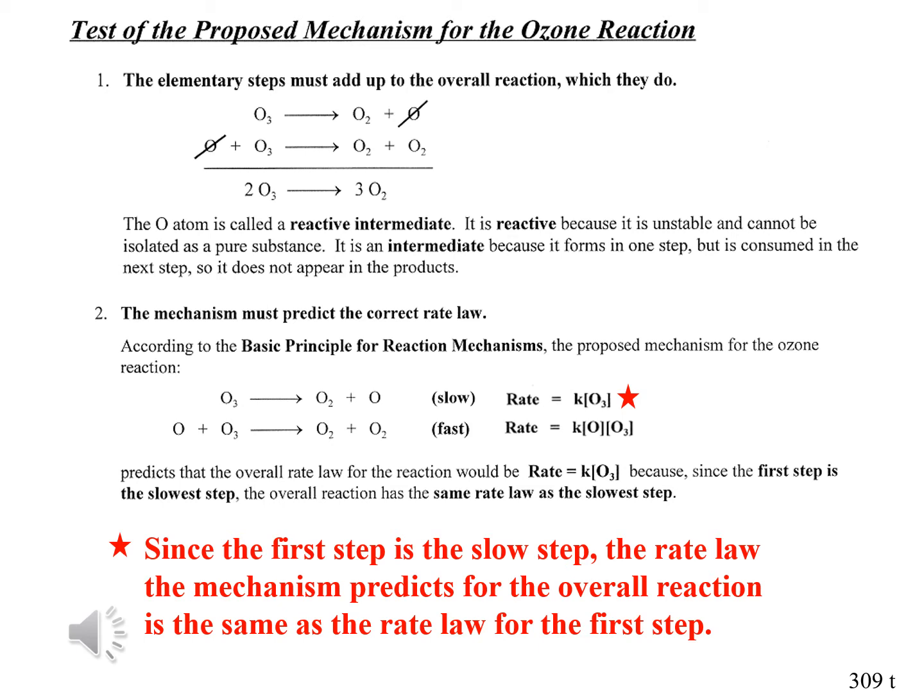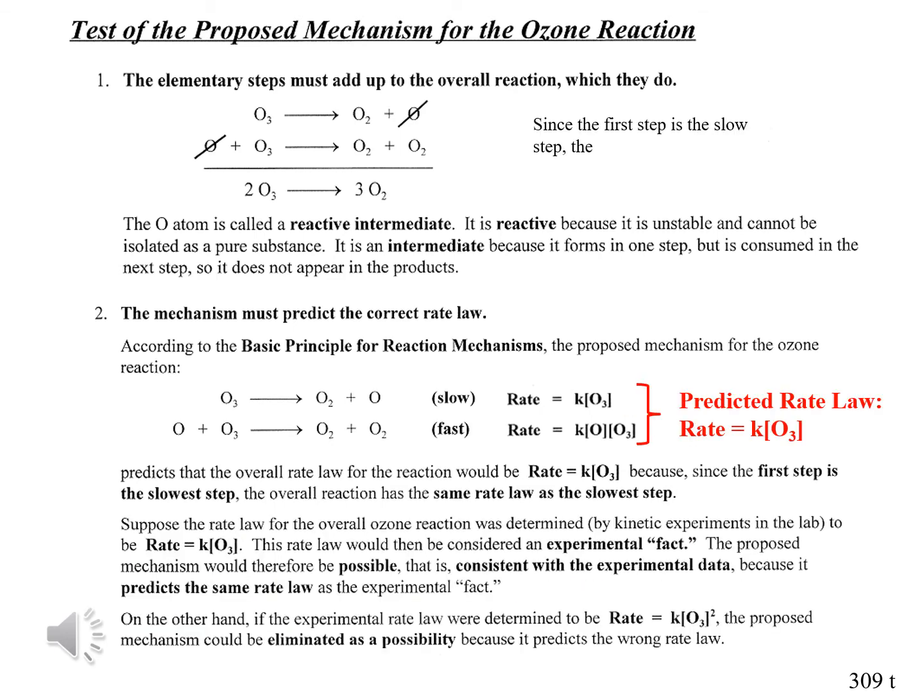Does the first step have to be slow? No. You could test and see what the rate law would be if you made the second step slow, but that wouldn't be very likely because we already talked about the fact that O3 doesn't want to break down very easily, and so it is probably the slow step. How do you use that to test this in the lab?